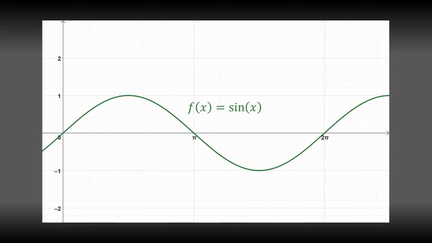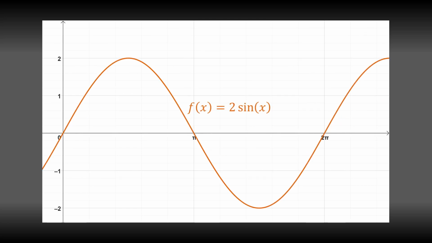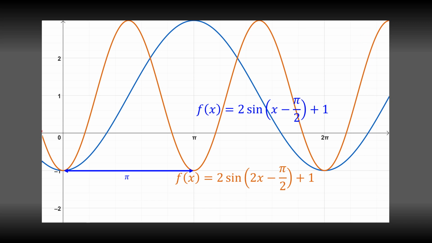Starting with sin x, let's change the amplitude from 1 to 2. Now, let's shift the graph up by 1 and to the right by pi on 2. We can finish up by halving the period. Hang on a minute, what happened there? The period was halved, yeah, but it also shifted the graph to the left a little bit. Actually, it shifted it by exactly pi on 4.